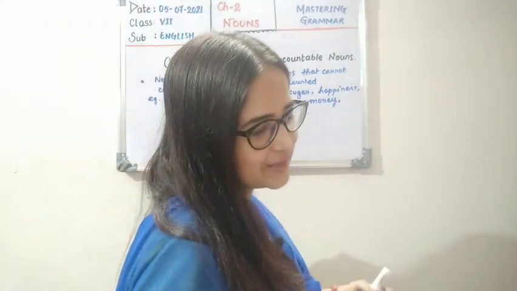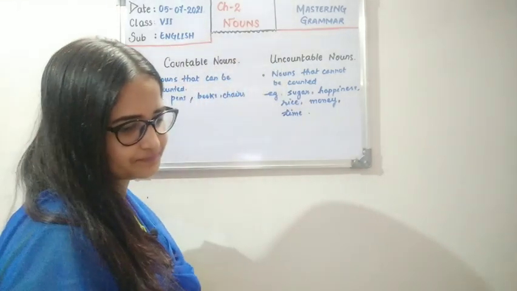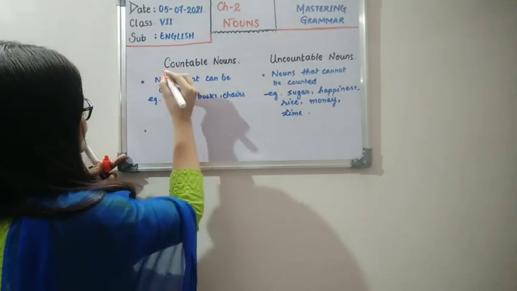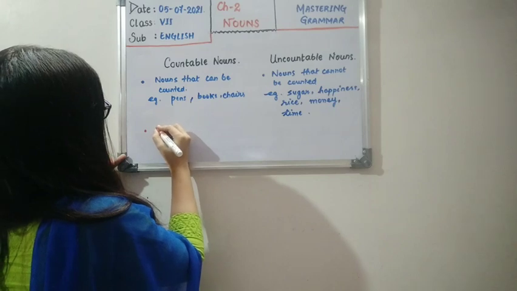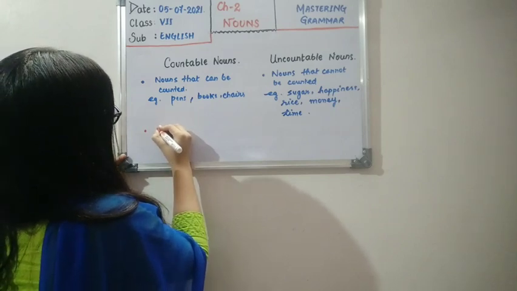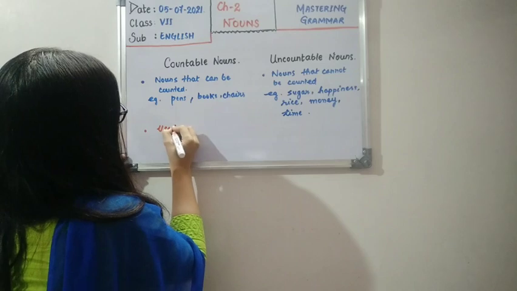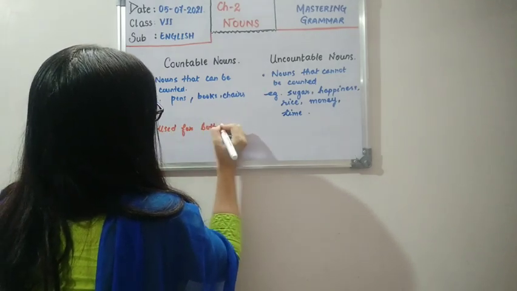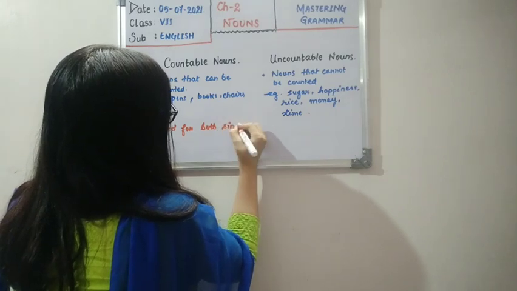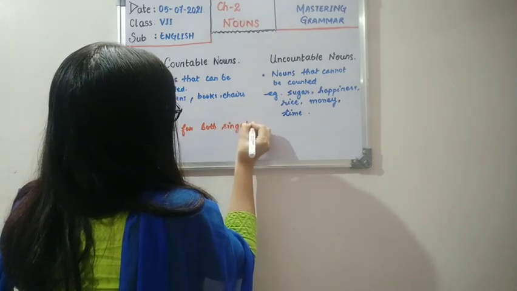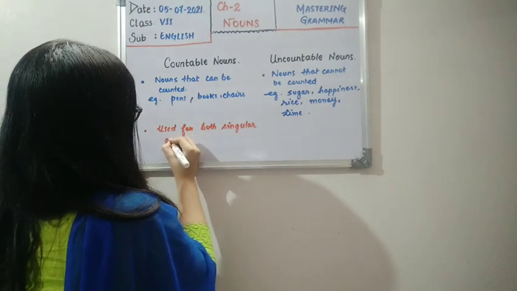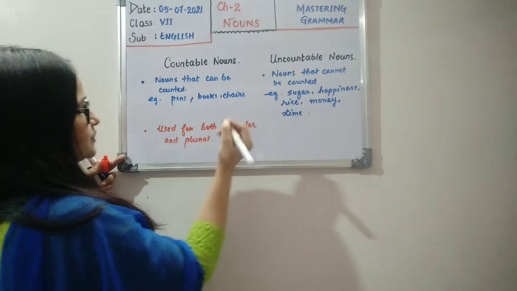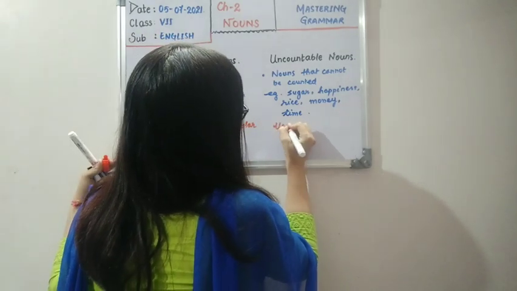Now children, moving to the next one. Next point, actually, we use countable nouns for both plurals and singular. Used for both singular and plural. Now this one is used as singular only.